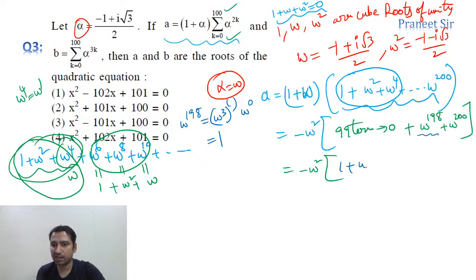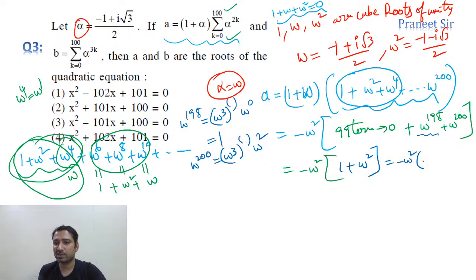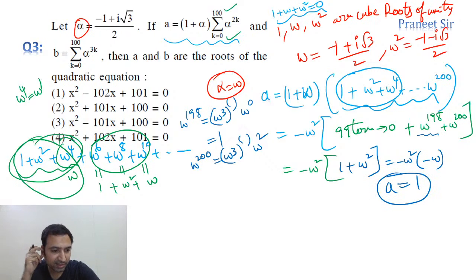And omega power 200 is omega square, guys. Same method. Omega power 200, we can write it as omega cube whole power something into omega square. So finally, this is minus omega square, and 1 plus omega square is minus omega. Finally, we are getting 1. So A is equal to 1, we are getting it. Correct? K is equal to 0 to 100, only 101 terms.